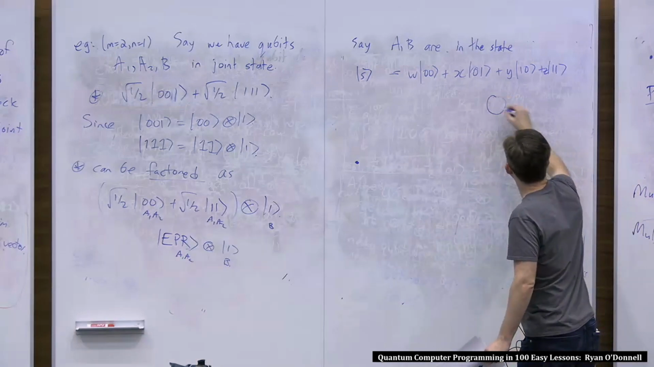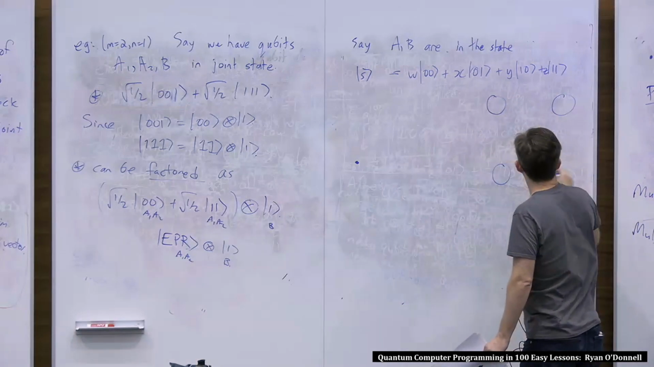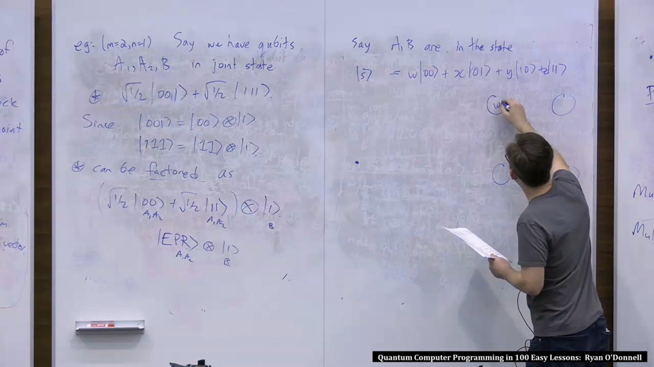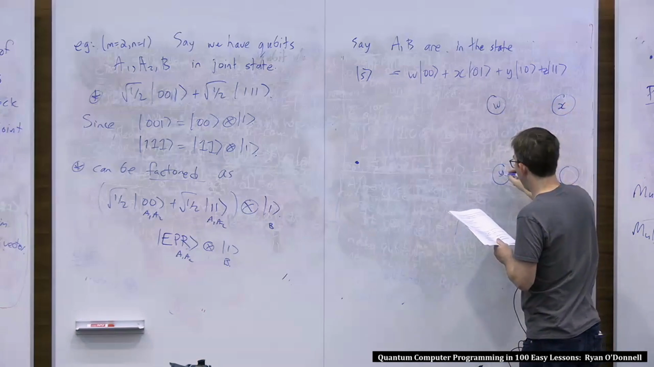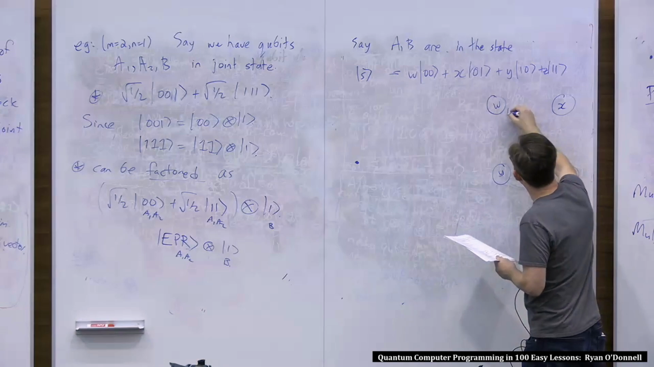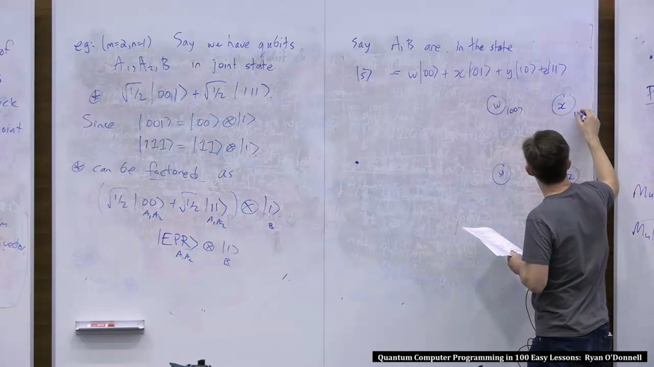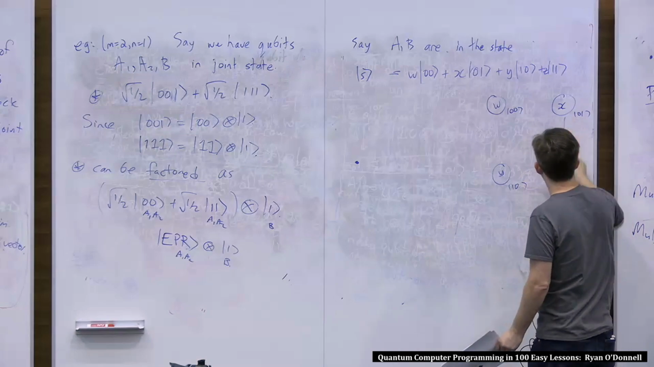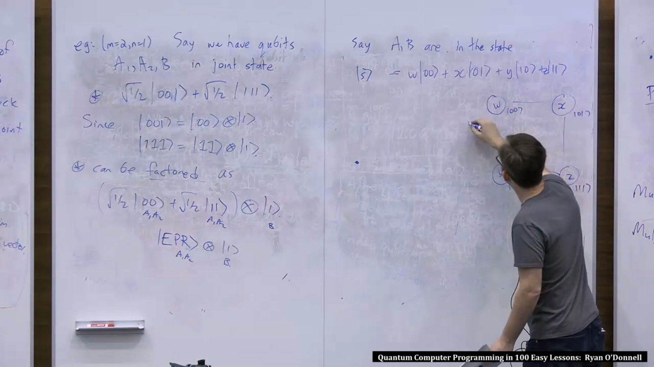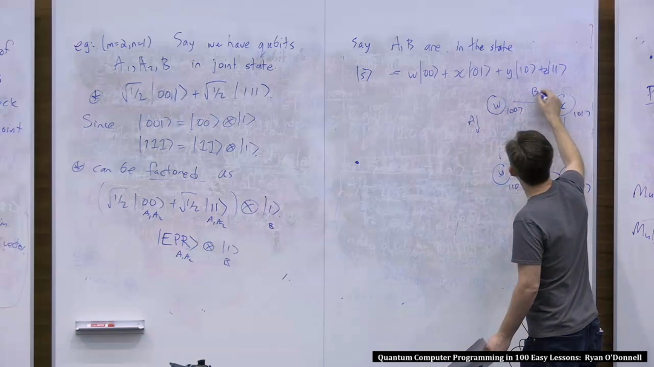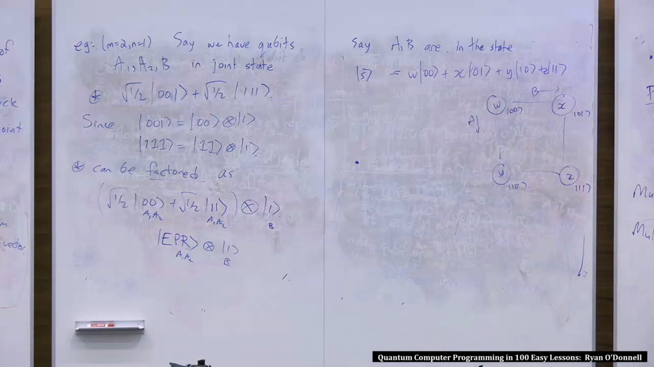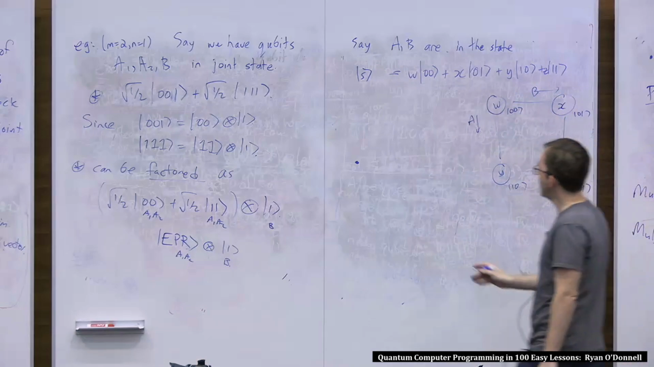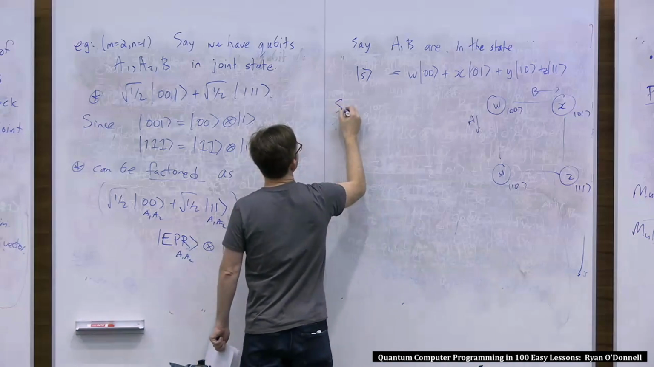And we can draw this picture. We have W, X, Y, Z. So 0, 0, 0, 1, 1, 0, 1, 1. A is going up and down, B is going left and right. And say we do extract B.